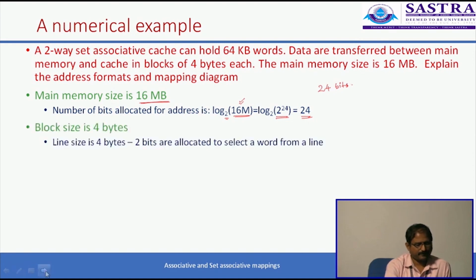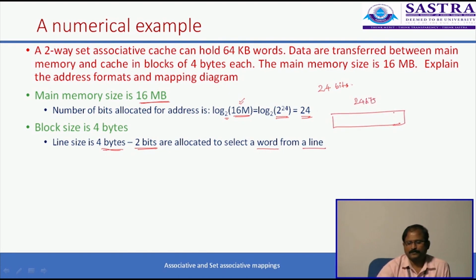Block size is 4 bytes, meaning line size is 4 bytes, block size is equal to line size, 4 bytes. So 2 bits are allocated to select a word from a line. The 24 bits are available here. The last 2 bits are used to select a word.